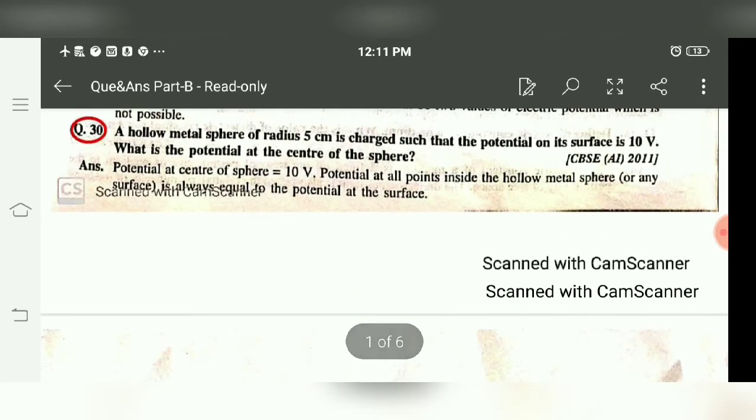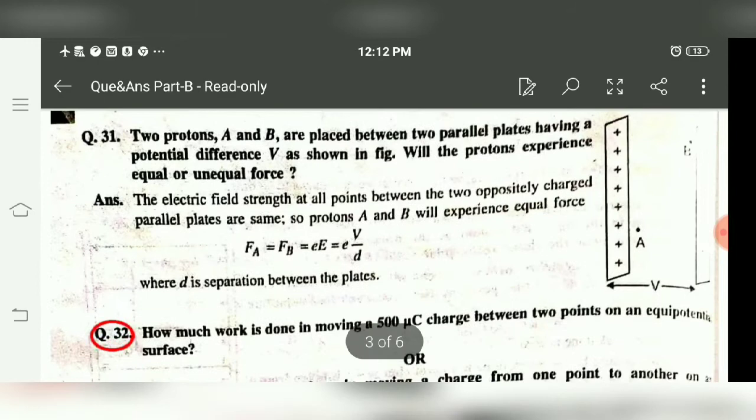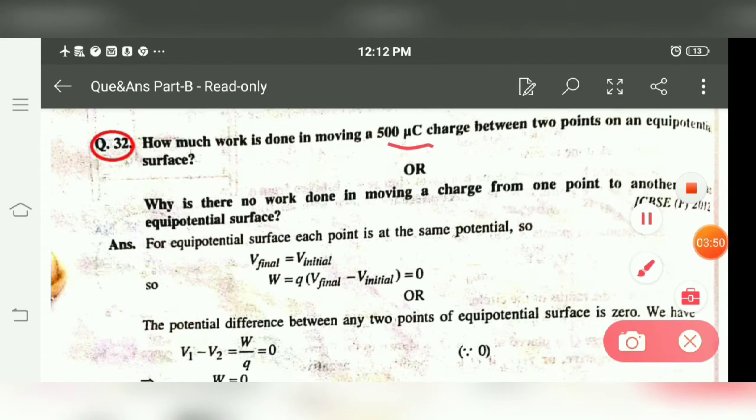Next question: a hollow metal sphere of radius r is charged such that the potential on its surface is 10 volt. It's a hollow metallic sphere, which means it's a conductor. So whatever potential it has on the surface, the same potential it has inside. So what is the potential at the center? It's also the same, that is again 10 volt. Next question: how much work is done in moving a 500 microcoulomb charge between 2 points on an equipotential surface? If the equipotential surface is there, potential is the same everywhere, so work done is always 0.